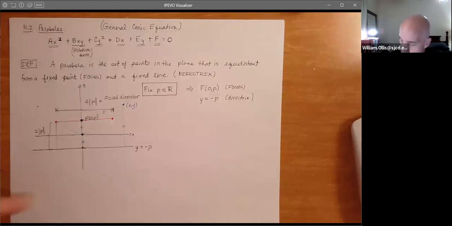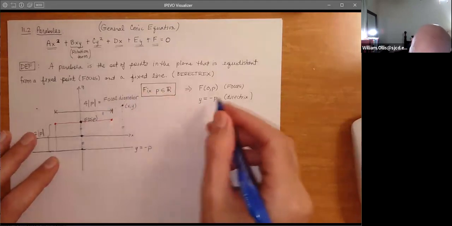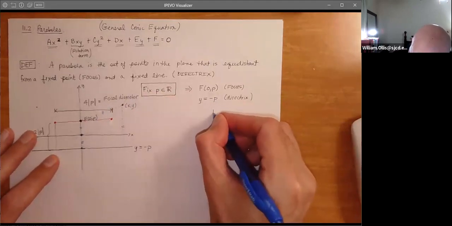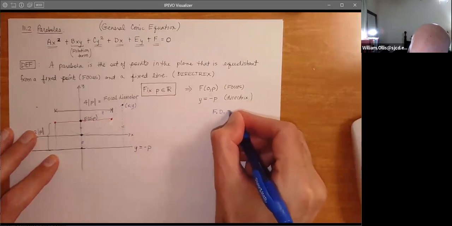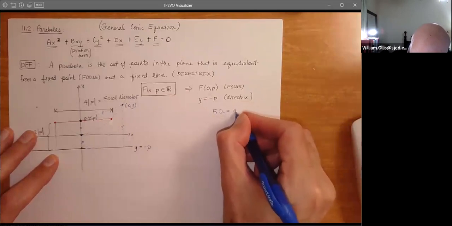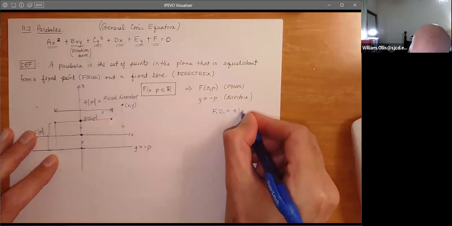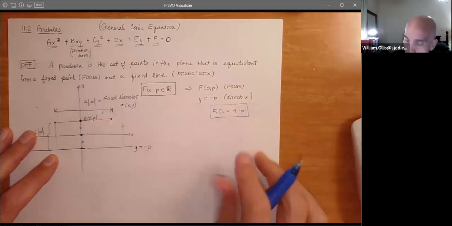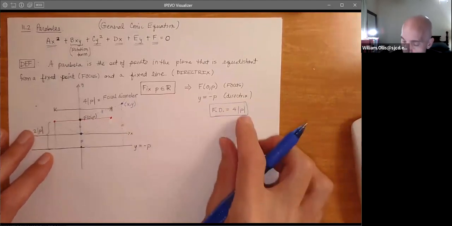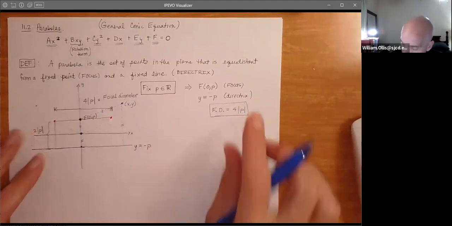If we know P, we know the focal diameter. So that's a little extra thing. Over here, I'm going to shorthand it. I'm going to say focal diameter will be defined to be 4 times the absolute value of P. So if a problem asked us to find that, we would certainly need to know what P was.